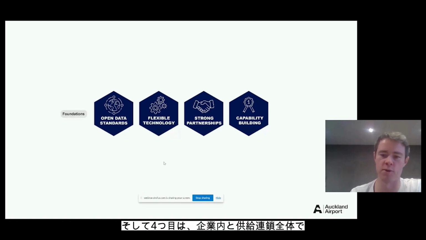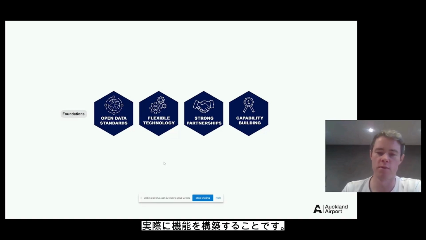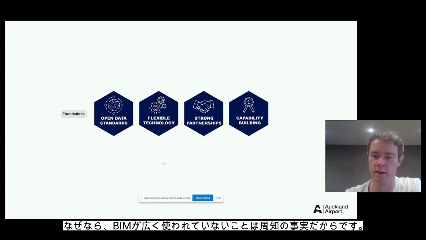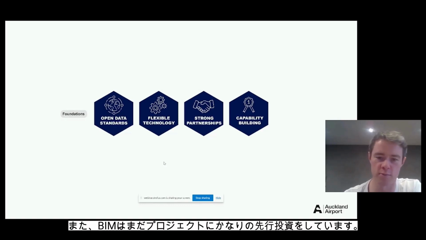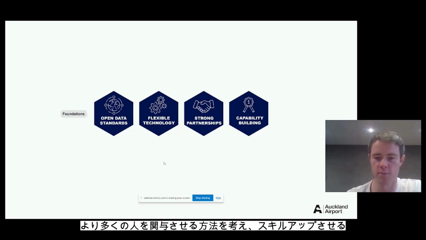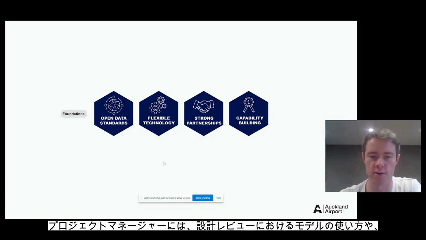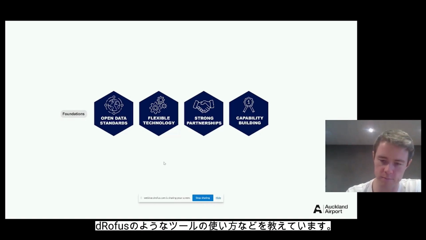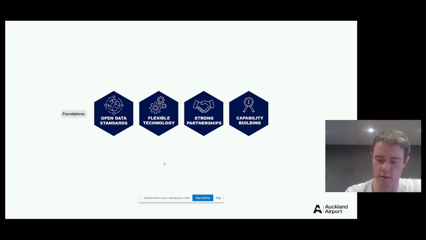And the fourth thing is to actually build capability within the business and across the supply chain, because we all know that BIM isn't used widespread, and it still comes at quite a cost to projects upfront. So we need to make it business as usual, figure out ways to get more people involved and upskill them. Teaching project managers how to use models for design review, or how to use clash detection tools or issue tracking, things like that, and tools like dRofus.